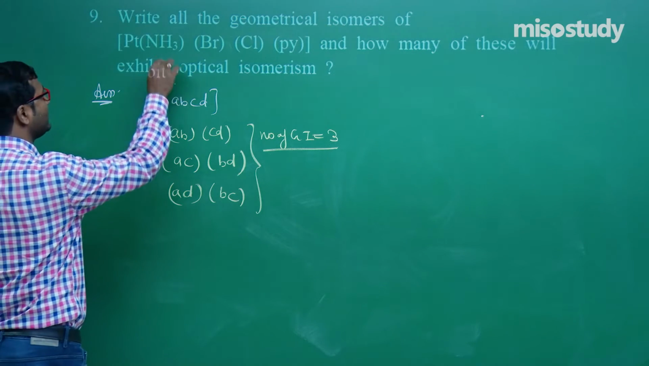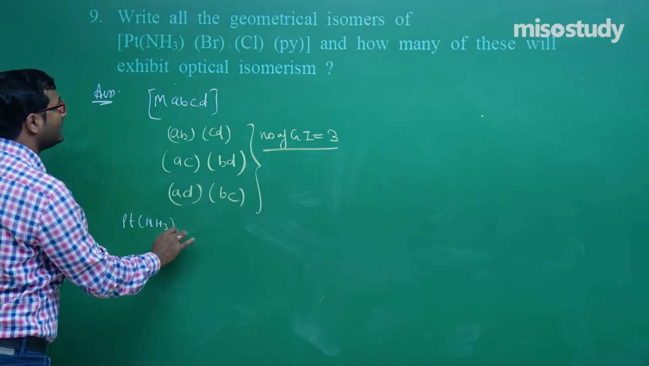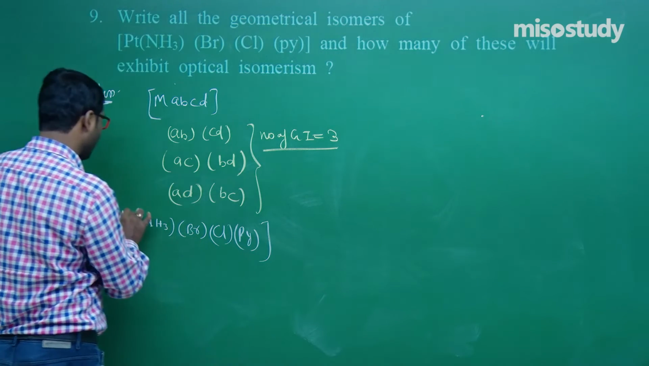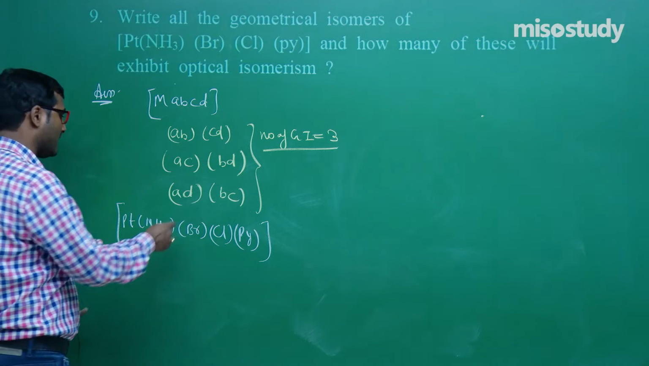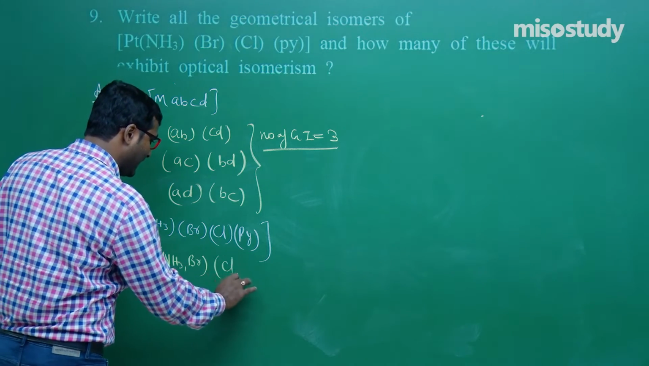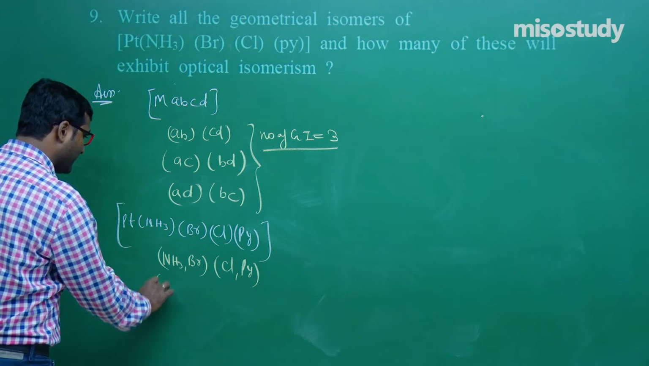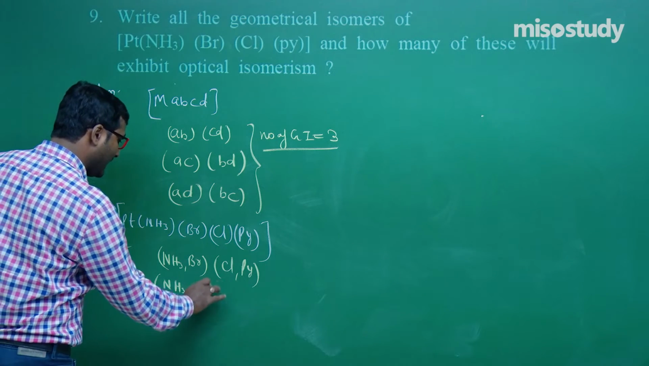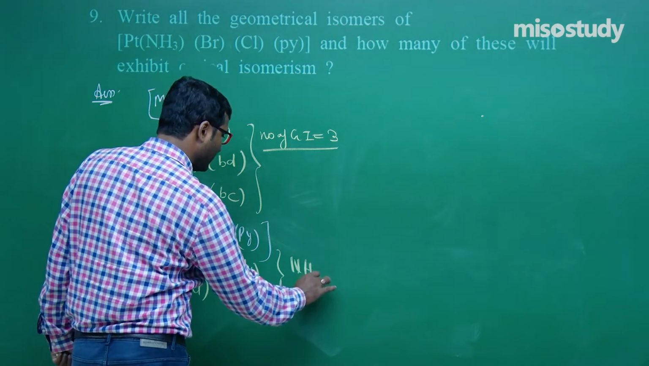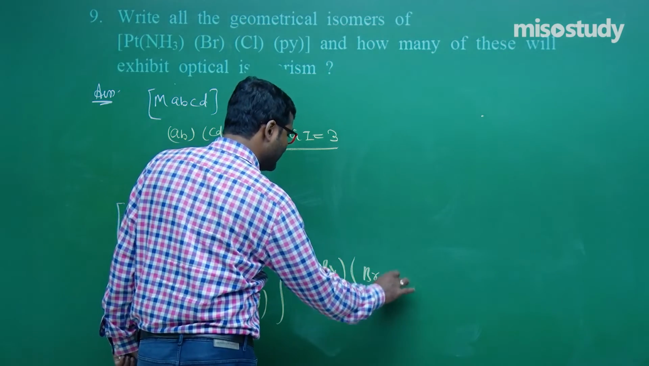Now, here AB is Pt NH3 Br. So, in case of Pt NH3 Br Cl Py, this is the case. Now, the total number of combinations. The first combination is NH3 Br and ClPy. The second combination is NH3 Cl and BrPy. The third combination is NH3 Py, then Br and Cl.